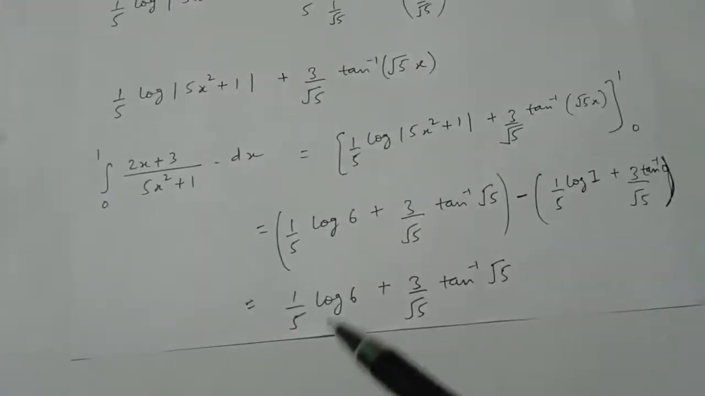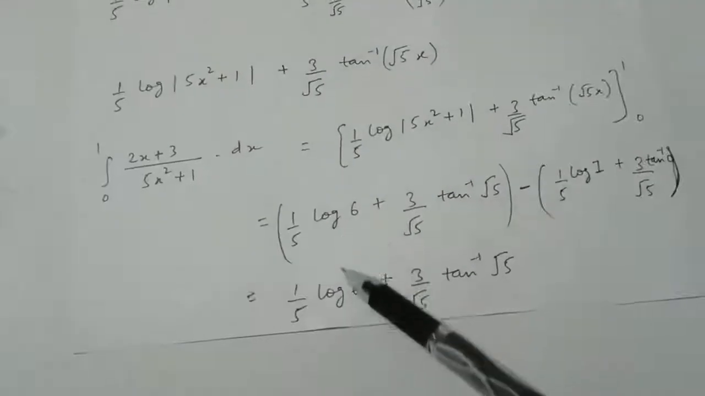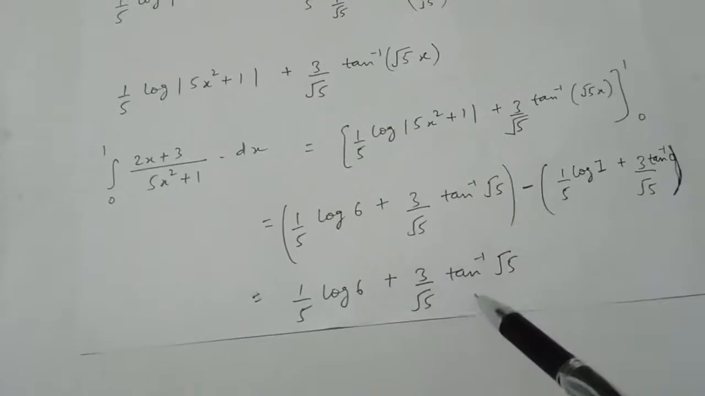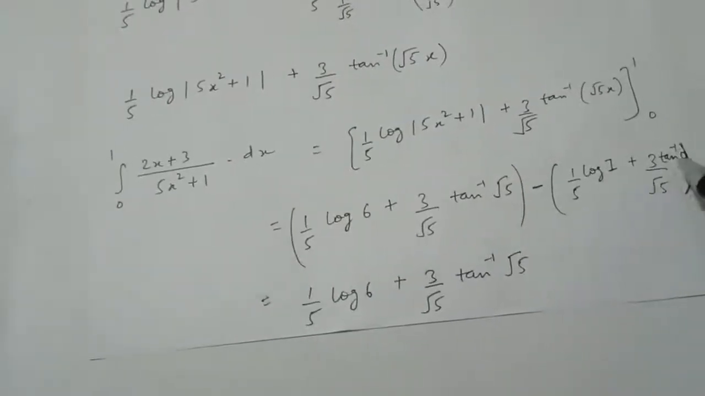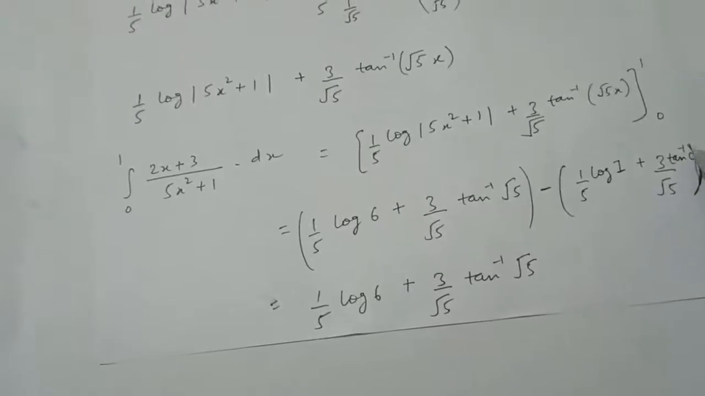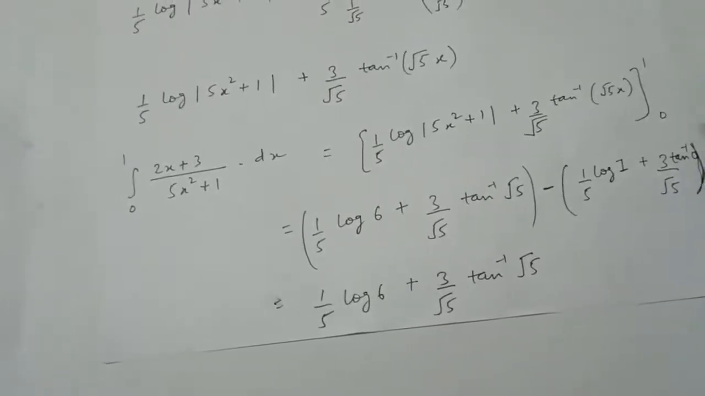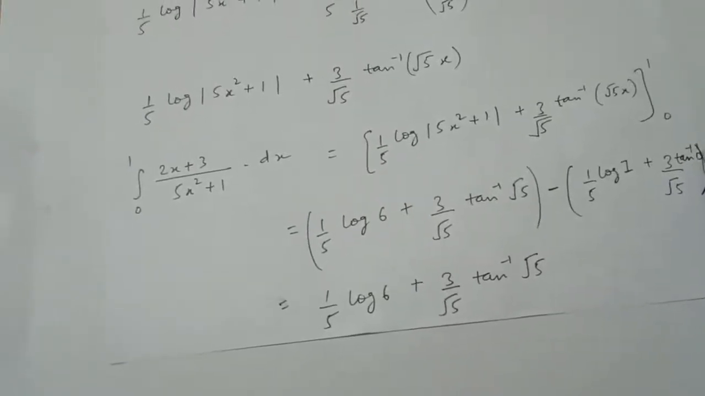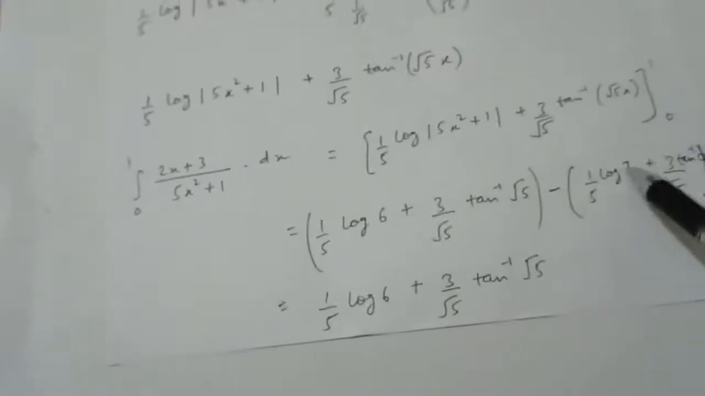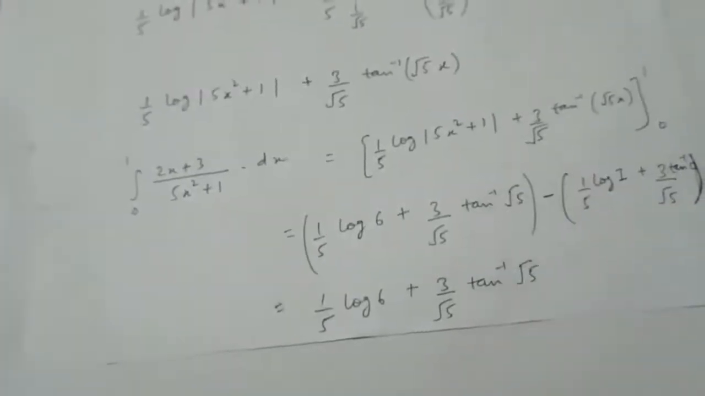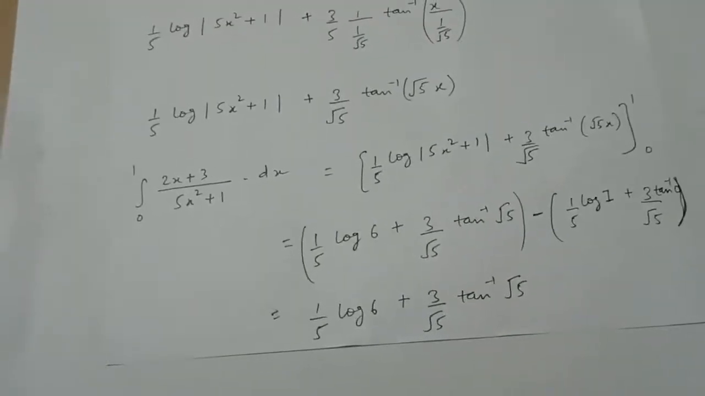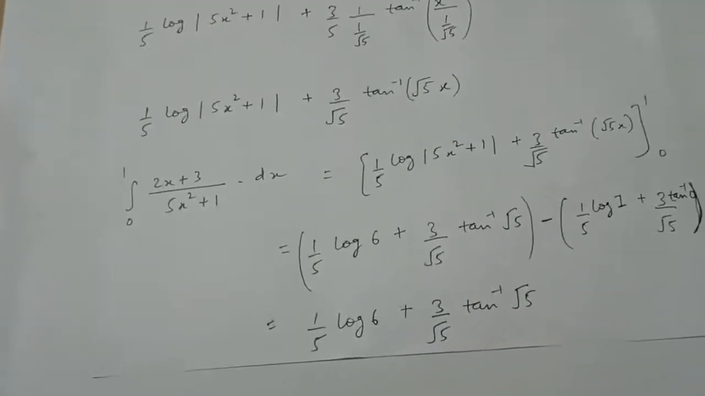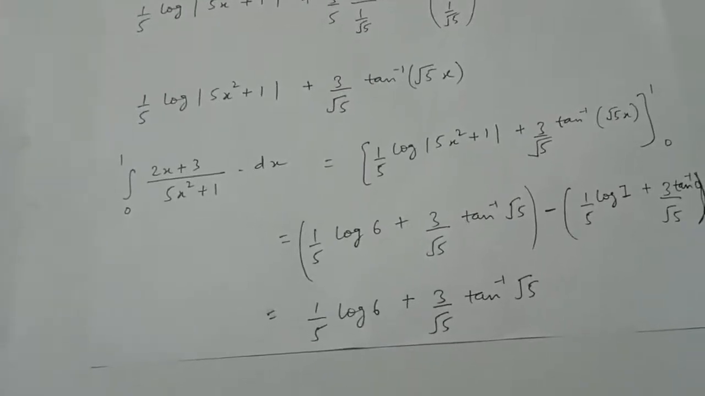Now this will be equal to 1 by 5 into log 6, this term as it is, this term also as it is. Now see, log 1 is 0 plus tan inverse 0 is also 0, because tan is 0 at 0 degree, therefore tan inverse 0 will be 0. So this complete term is 0, therefore this is equal to 1 by 5 log 6 plus 3 by root 5 tan inverse root 5, right?